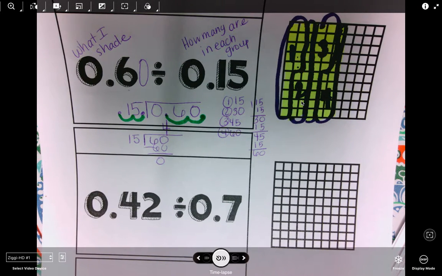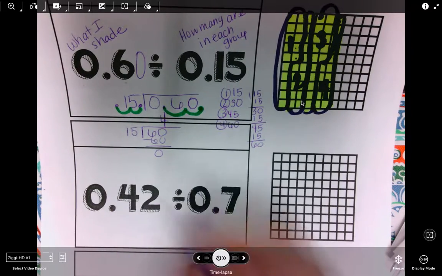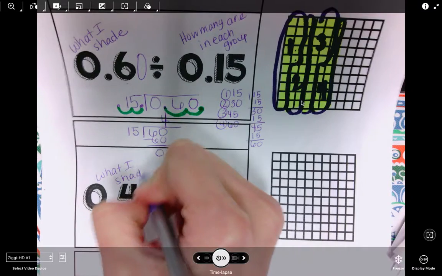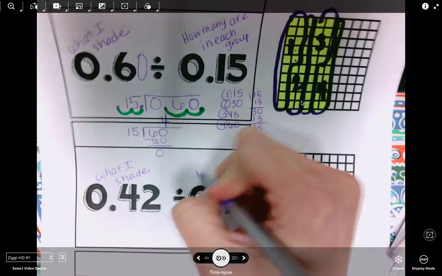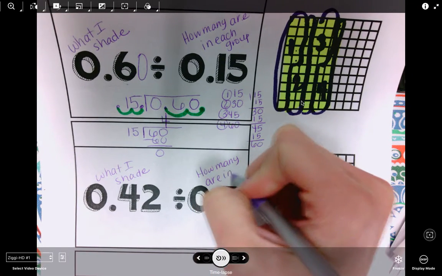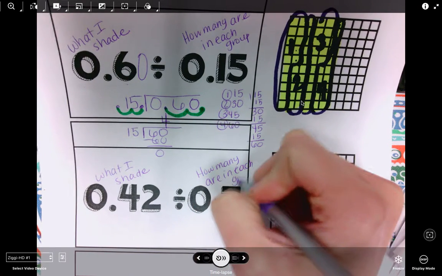Okay, so again, our first number is going to tell us what I shade, and this is going to tell us how many are in each group.